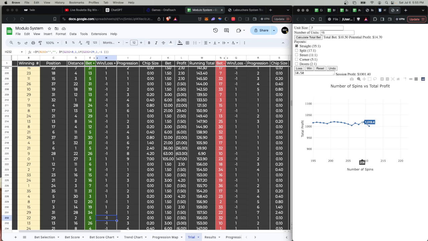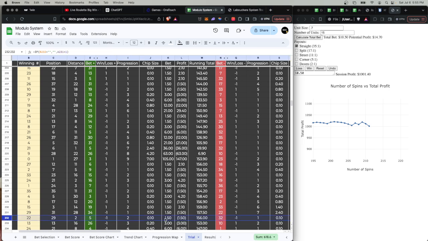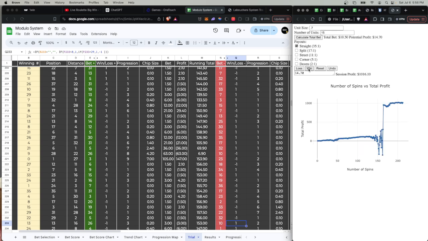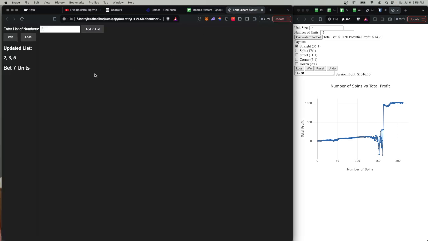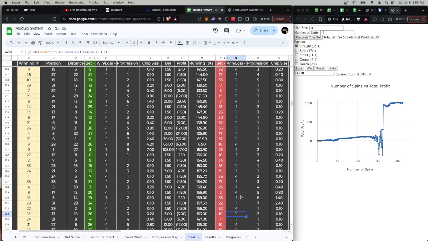So 1, 2, 1. So we got chop. We went 1, 1. We win. Then we lose 2 in a row. 1, 2. Okay. So now we're switching trends. And we win on the 7. So that's a win. And this is 3. And we win again, so we get the reset.